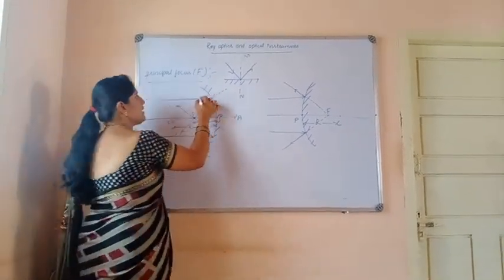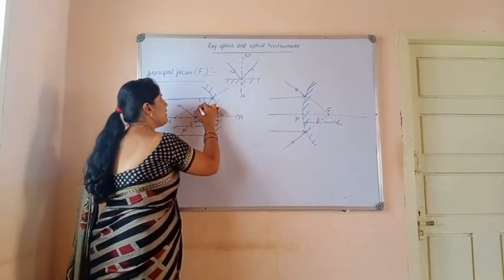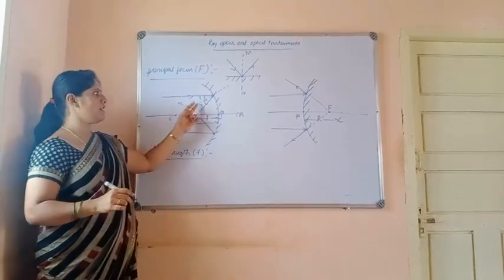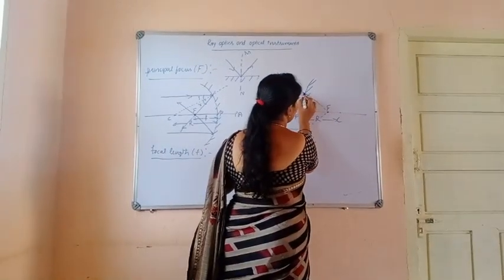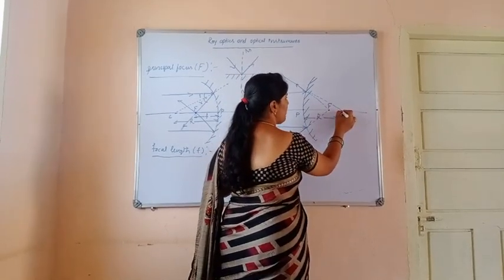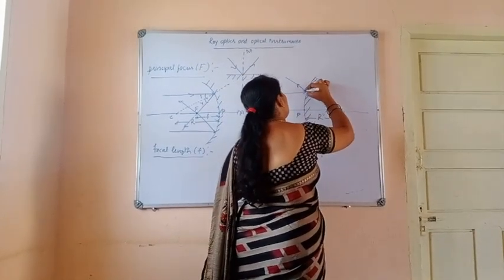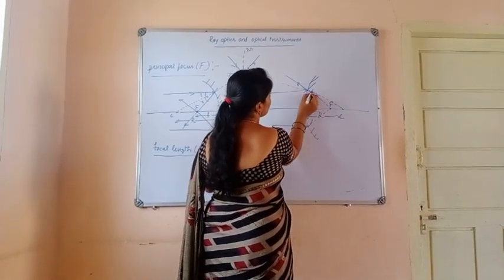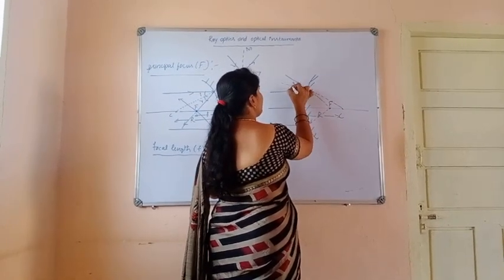Now this is the angle of incidence, which can be called theta or i. This is the angle of reflection, that is r, which can also be written as theta. Here also, the normal line is drawn from the center of curvature to the point of incidence like this. This is the angle of incidence and this one is the angle of reflection.